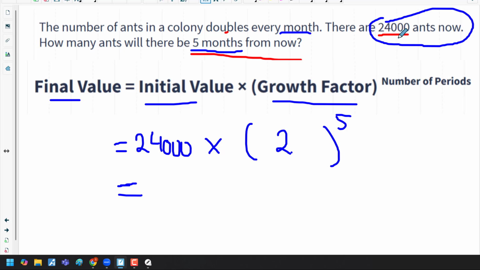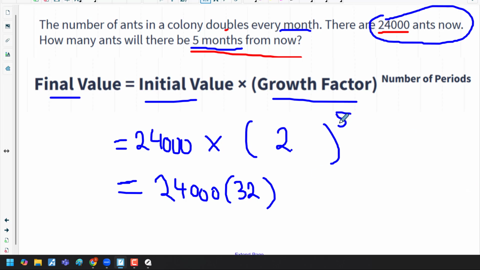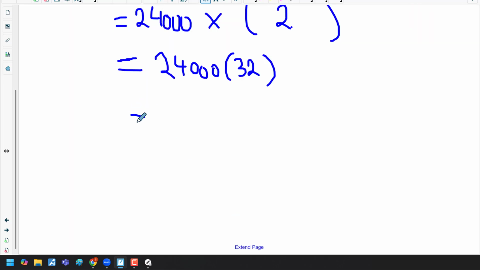At this point, you need to get your calculator out. Do 2 to the power of 5 first. Remember, BEDMAS, you have to do exponents before you do multiplication. This is going to be 24,000 times 2 to the power of 5, which, if you use your calculator, or do 2 times 2 times 2 times 2, sure you'll figure it out. It is 32. And then you do 32 times 24,000. The answer is 768,000.